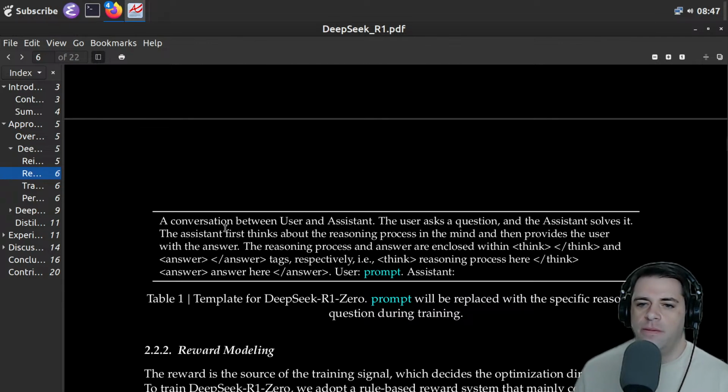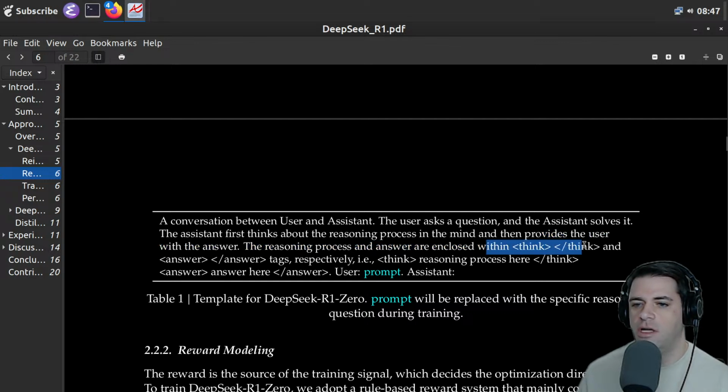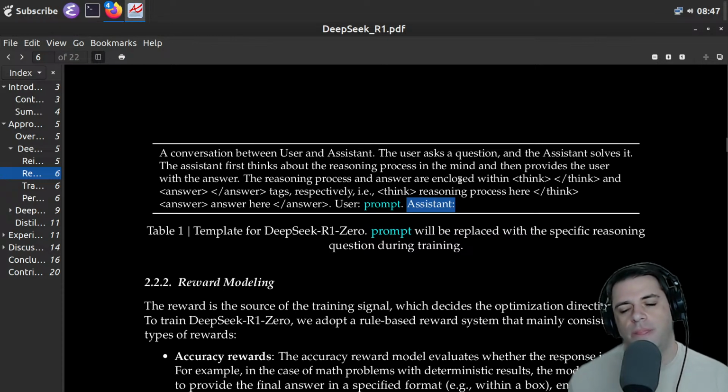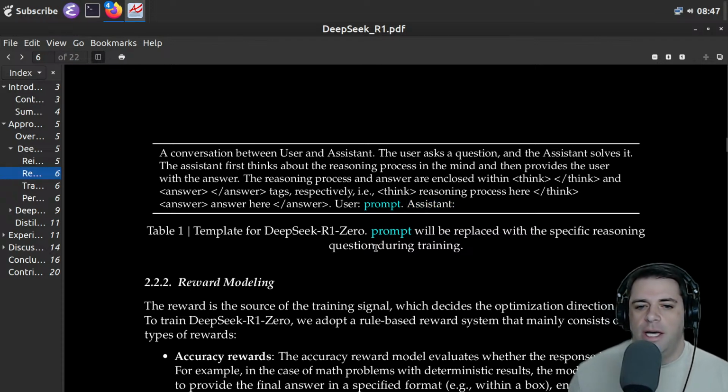And here's the prompt, or rather the template. It says that you're going to have a conversation between user and assistant. It says that you're going to put your thinking between the think tags, and then you're going to put your answer between the answer tags. And then this prompt, which is here in teal, is going to be replaced from question to question. And then they have this assistant colon thing, and the model will fill out the rest by sampling. So that's that.